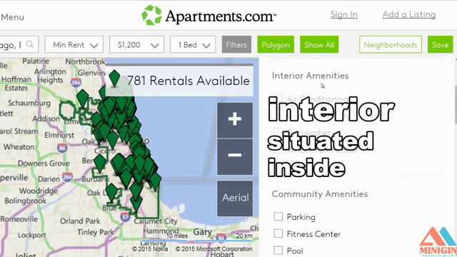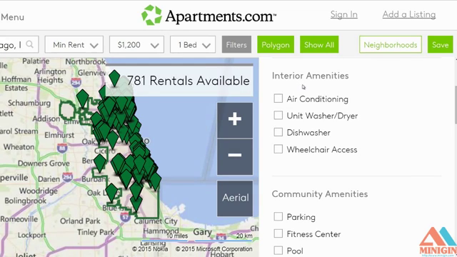Interior amenities. If you remember before when we looked at hotels, we talked about amenities. These are the extras that are included in the place. Interior is another word for inside. So what is inside the apartment or the house that is extra, that is included in the price? You can have air conditioning. You can have a unit washer dryer, which means you have a washing machine and a dryer, which is another machine which dries your clothing. A dishwasher, which is a machine that washes your dishes.